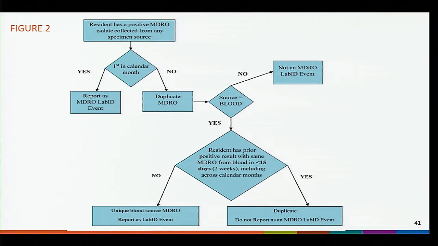So Mr. Jones, you're looking for the first positive for the month, regardless of what it is, and you report it. If it's a positive urine for MRSA, then you don't report any other positive MRSAs from Mr. Jones during that calendar month unless he has a positive blood. Does that make sense? And if he does have a positive blood, you only report that if he hasn't had a previous positive blood in the past 14 days.